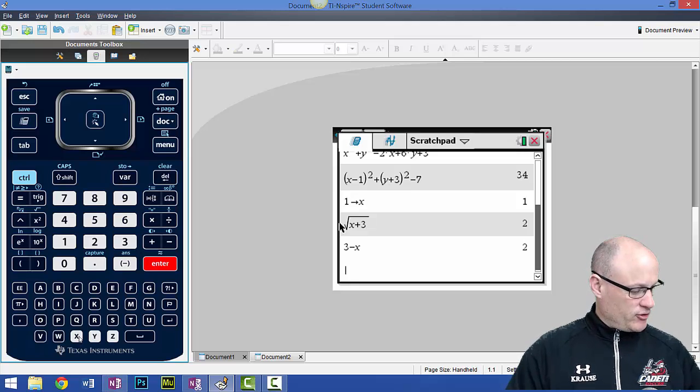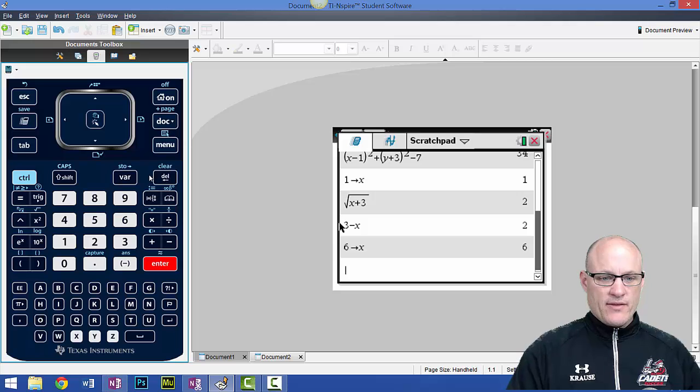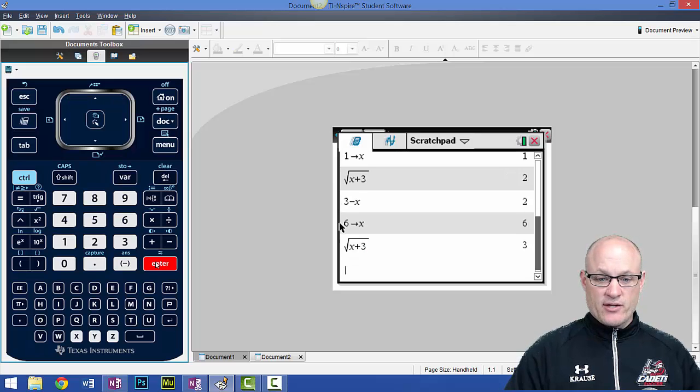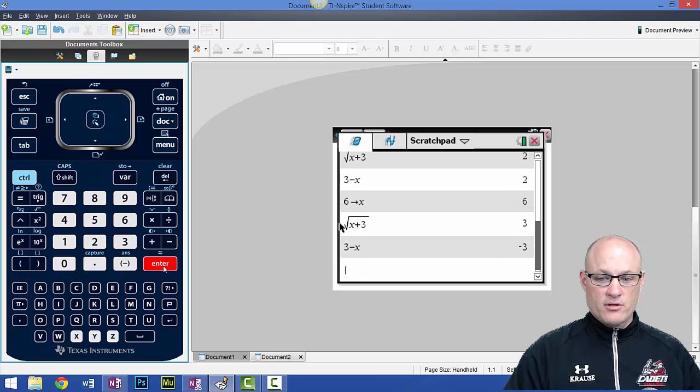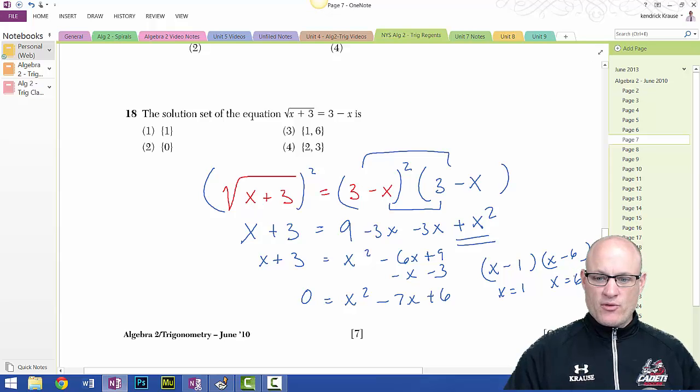So now my other answer was 6. So 6 store x. And then I'm going to save myself a little bit of time. I'm going to come up here and enter 3, that's the square root of x. And then I've got to do 3 minus x. Negative 3. Wow. Didn't know that was going to happen. So this is what's called an extraneous root. It is not a solution. The answer is choice 1.